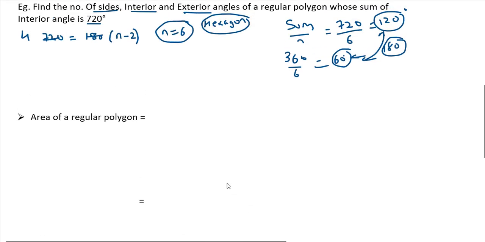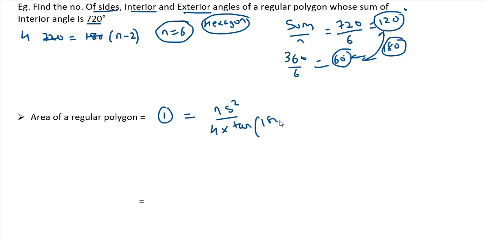What are the formulas for area of a regular polygon? There are two formulas. Number one, area is given by n s square upon 4 into tan of 180 upon n. So let us take an example of a square. In a square, the number of sides is 4. So here n is the number of sides and s is the length of the side.